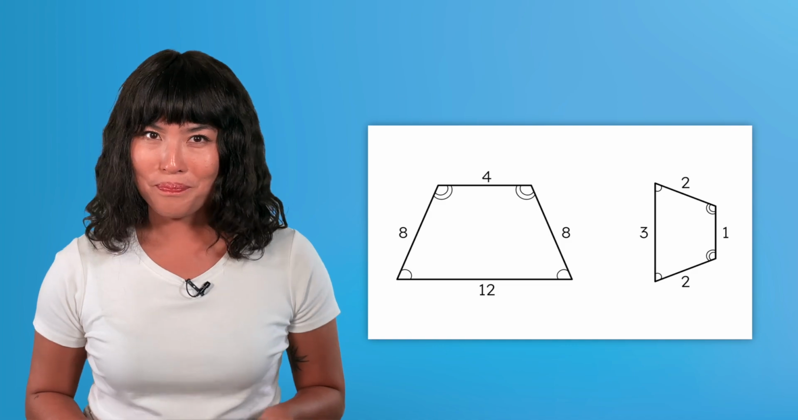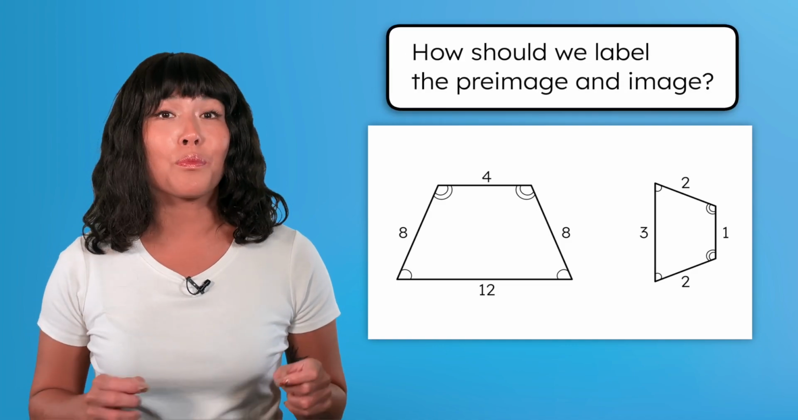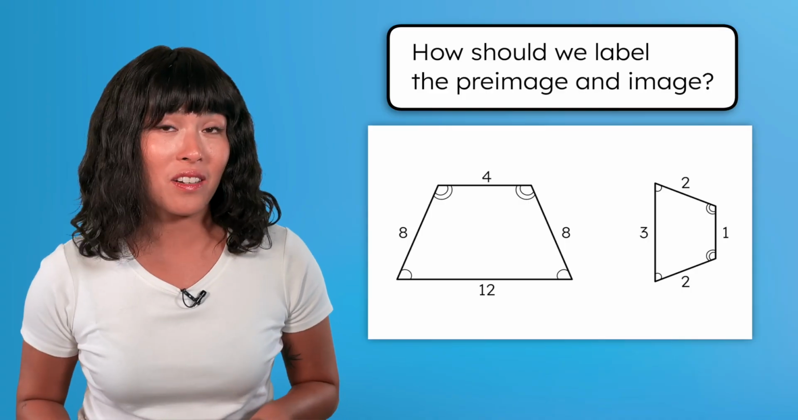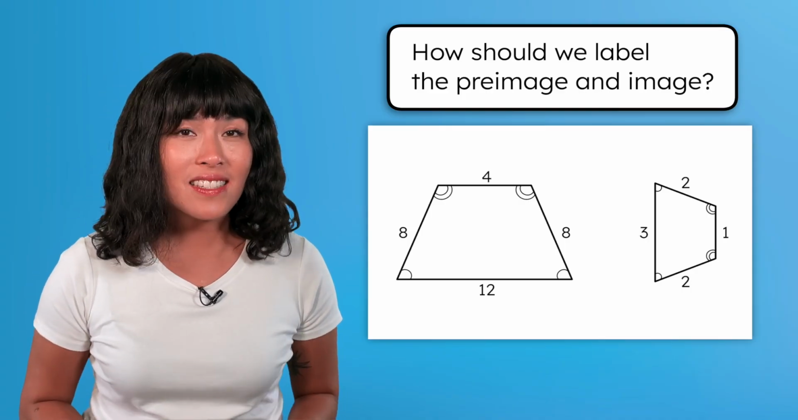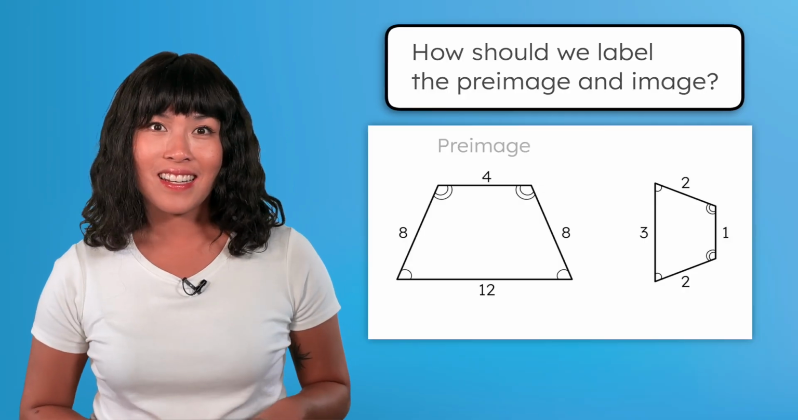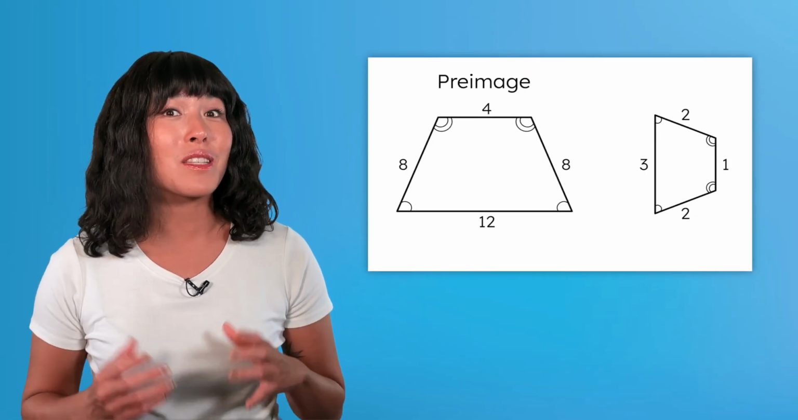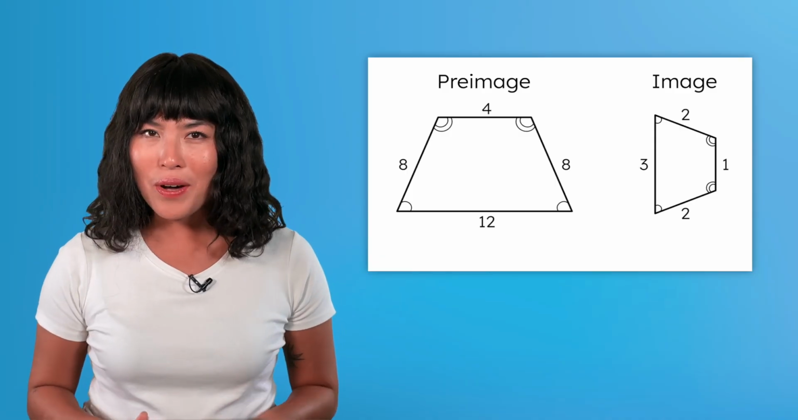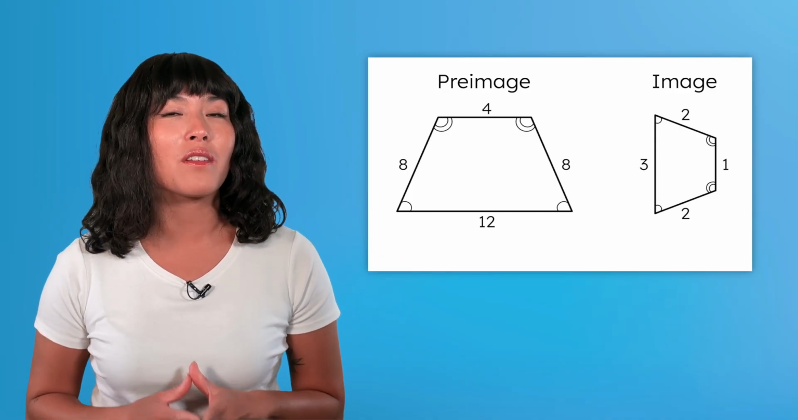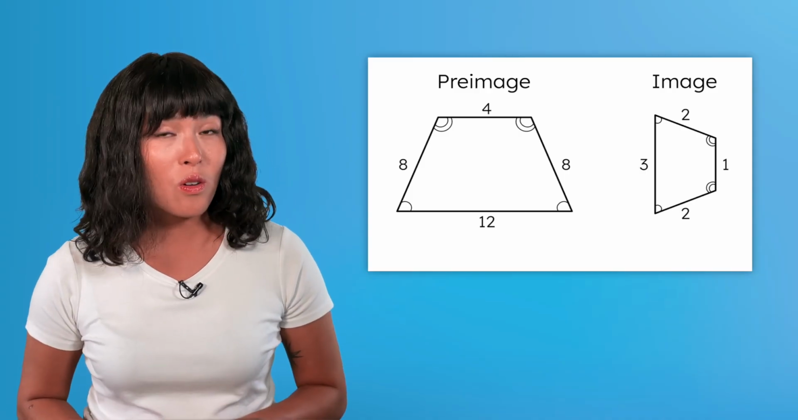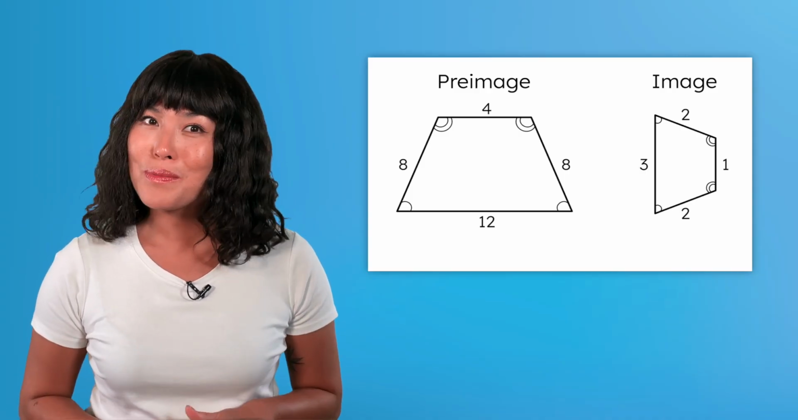Let's try another one. How should we label the pre-image and image? Remember, it doesn't matter as long as we stay consistent when we compare each pair of corresponding sides. I'll label the figure on the left as the pre-image and the figure on the right as the image. Go ahead and pause while you compare the corresponding angles and sides to determine whether or not these figures are similar.